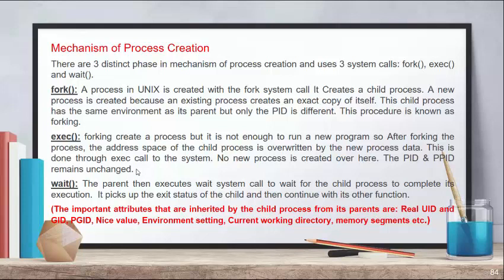Okay, there are many such attributes which the parent process gives to its child process, such as real user ID, group ID, GID, PGID meaning parent group ID, nice value, environment settings, current working directory and memory segments. These all are attributes that are inherited from the parent by its child. Fine, all of you?